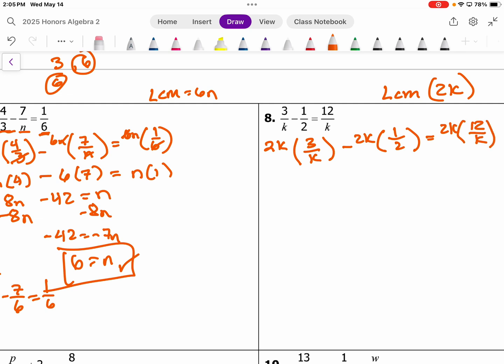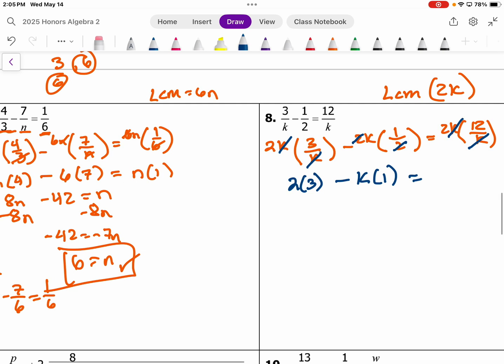And then now we take each fraction one at a time. We look at their denominator, and we say, all right, the k in the first fraction cancels the k we're multiplying by, and I'm left with 2 times 3 in that spot of the problem. Minus sign. The 2 in the denominator cancels the 2 of the 2k, and I'm left with k times 1. On the other side of the equal sign, the k in the bottom cancels the k we're multiplying by, and I'm left with 2 times 12.